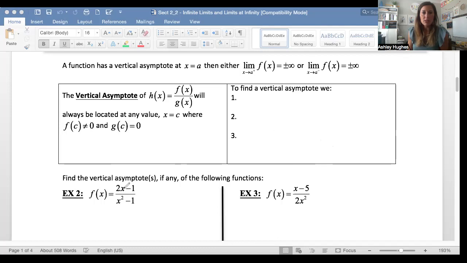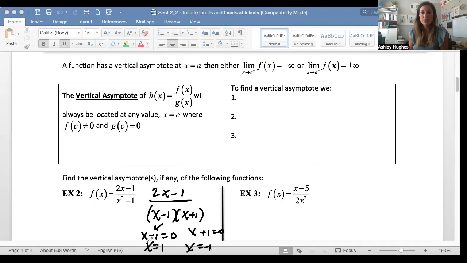Find the vertical asymptotes here. I can't factor the top, so I just keep 2x minus 1. The bottom factors as (x minus 1) times (x plus 1). I can't simplify either of these out, which means they both return vertical asymptotes. So you set them each equal to 0, and you get x equals 1 and x equals negative 1. Those are your vertical asymptotes.